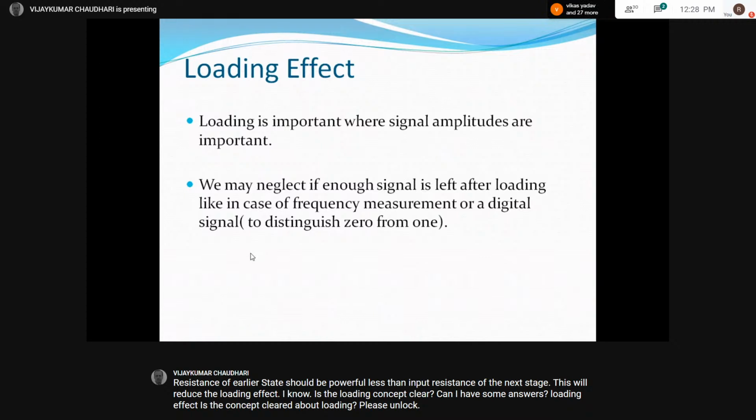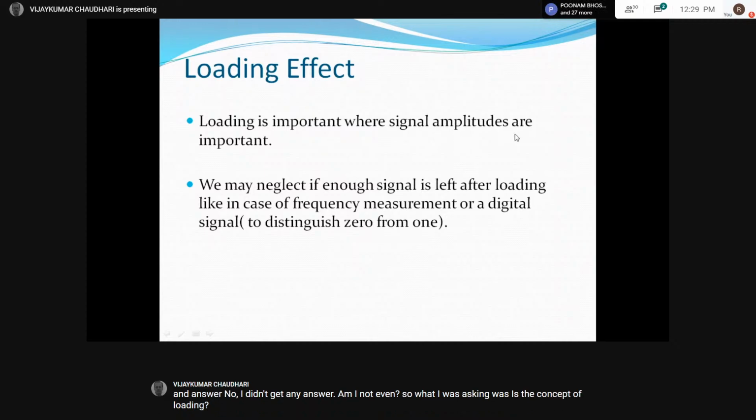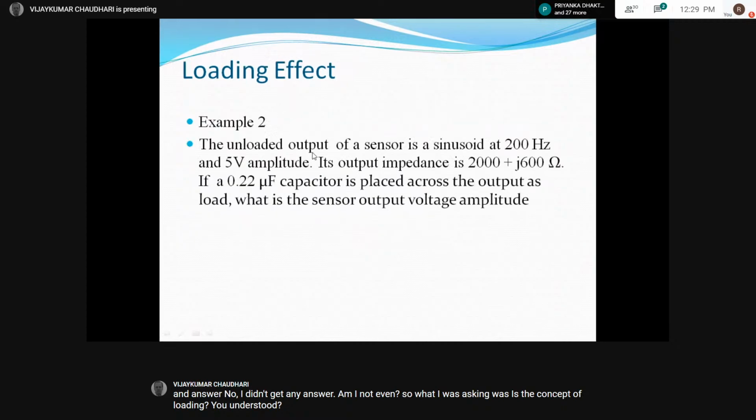circuits, 0 and 1. Similarly for frequencies also, if there is no distortion in the amplitude, rather in the frequency, then the loading effect can be neglected from one stage to the other. But where the amplitudes are important, as in analog circuits, signal amplitudes are important, like in sensors, then amplifiers, and then microprocessors, etc. Where the amplitudes are important, in that case we should try to minimize this loading effect. Okay, let's have one other example.